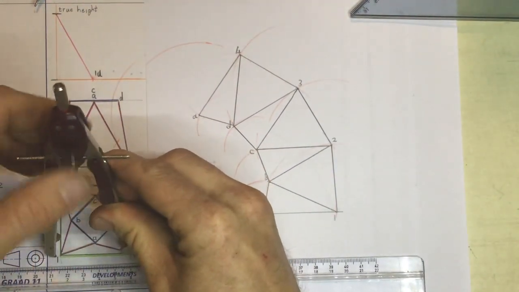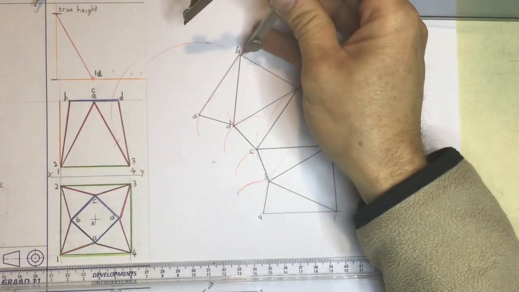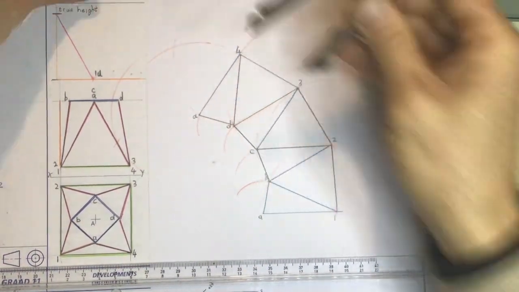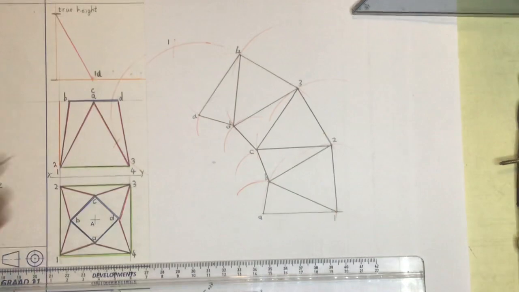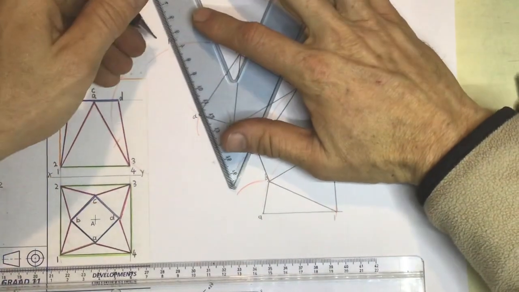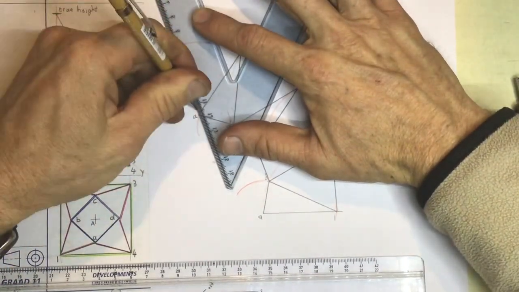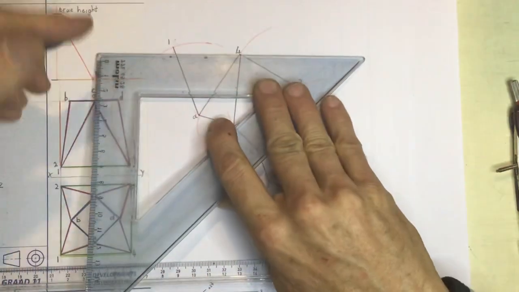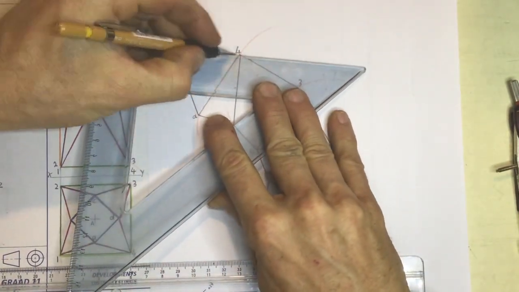4 to 1. Take that measurement over there. 4 to 1. Measure that off. And mark off 1. Right, there we go. 4 to 1.